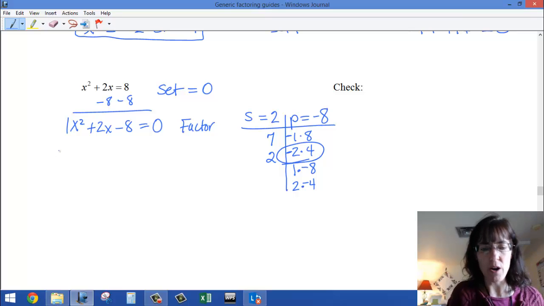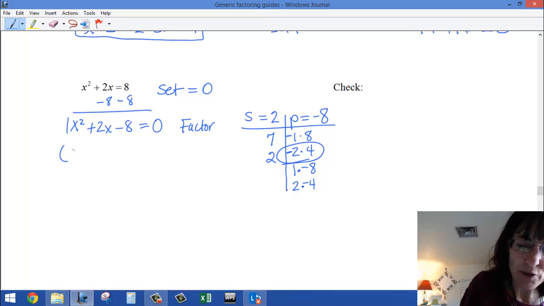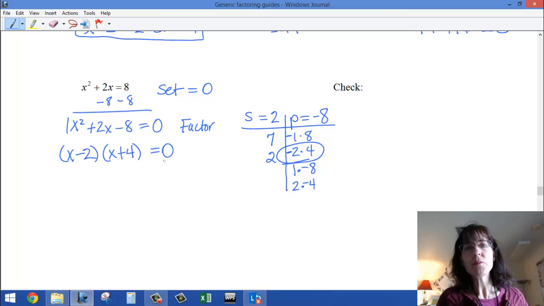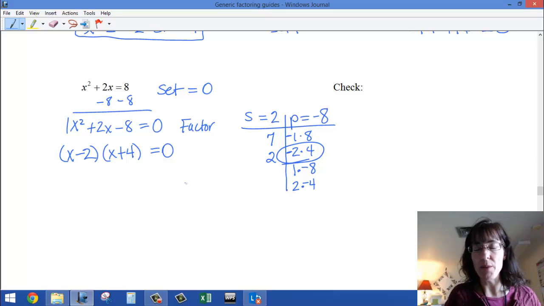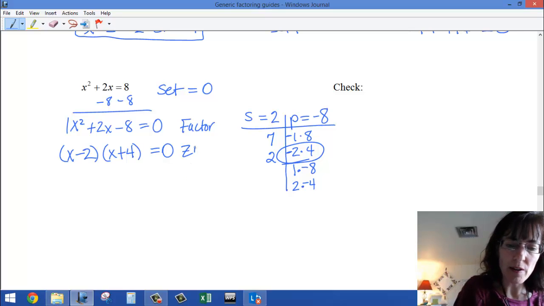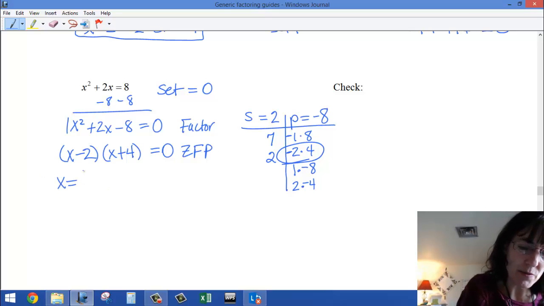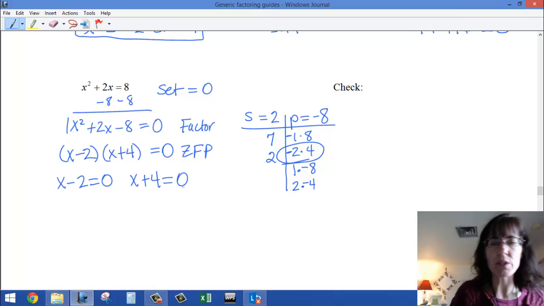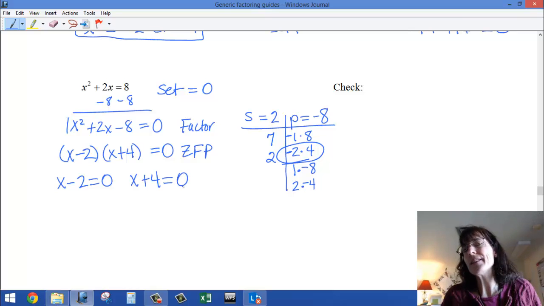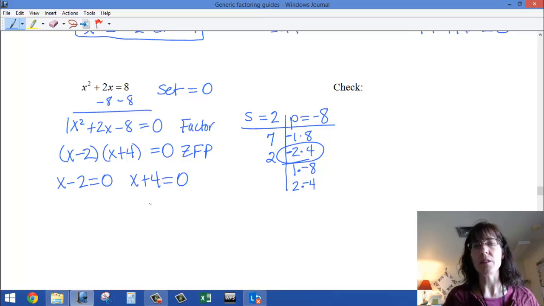So there's my pair. I can write it in factored form, x minus 2, x plus 4, set to 0. And then I need to apply my 0 factor property. That means I set each one to 0. X minus 2 equals 0, and the other possibility, x plus 4 equals 0. Remember, one of those two has to be 0 for me to have a product of 0.